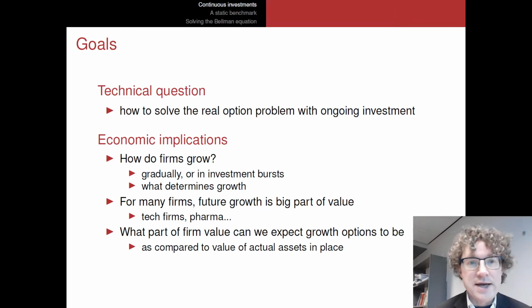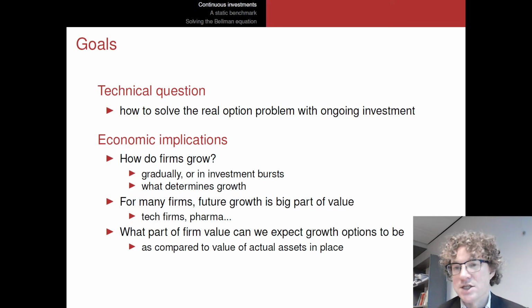So the goal for today, or the two goals for today, are basically, first of all, to answer the technical question. So how should we solve such a real option problem in which there is essentially not a natural endpoint, so we can keep on going and invest in adding capacity. We can keep expanding our capacity without any endpoint as long as demand keeps on growing. So we cannot actually use that backward induction methodology that we looked at last time.